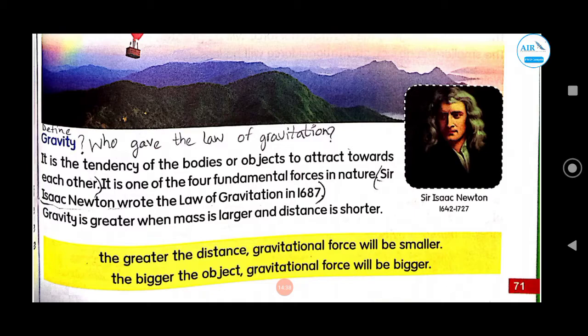So from that point he concluded that there is some force of attraction of the earth due to which it falls down. So as you see, everything falls down. Why does it fall down? It is due to the force of attraction of the earth, that is known as gravity. So gravity is the force of attraction.